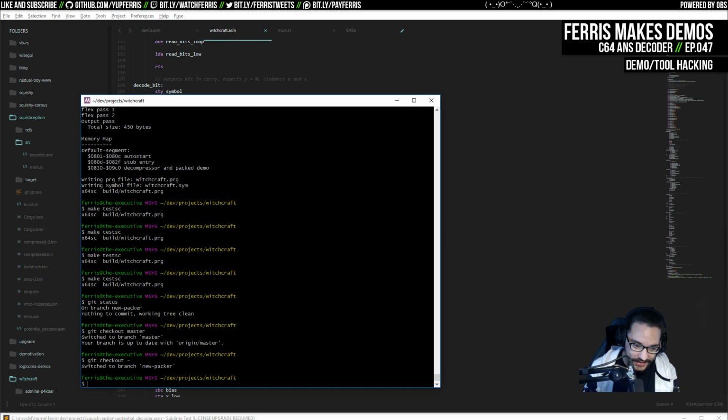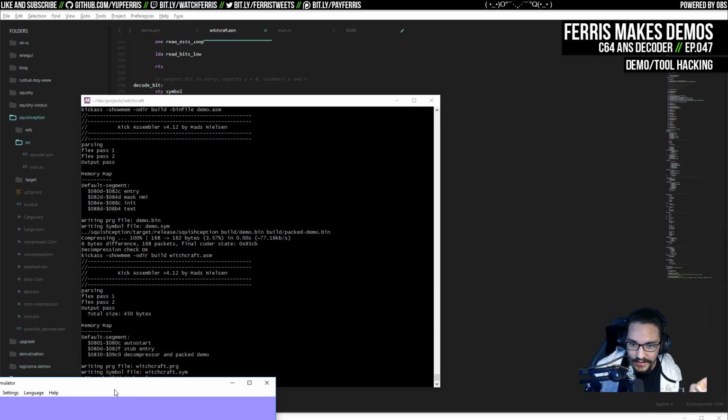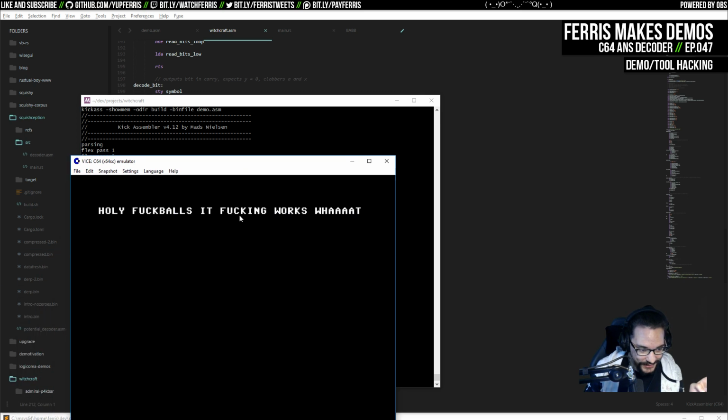So I took that project and I stripped down everything so that the only thing that it actually builds is just enough code to write this text. And that's to help me see that, okay, yeah, the decoder works if I can read this text. And so far, this actually does work.